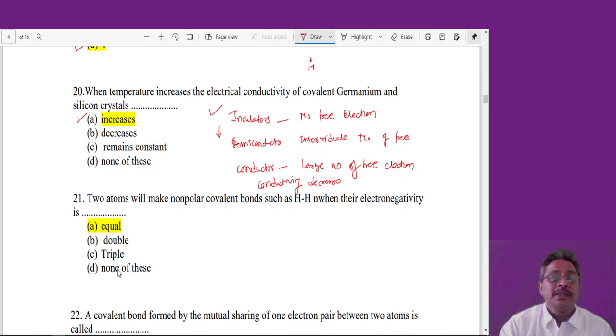But here in question number 20, we have to remember that the answer is A: as the temperature increases, the electrical conductivity of covalent germanium and silicon crystal increases.